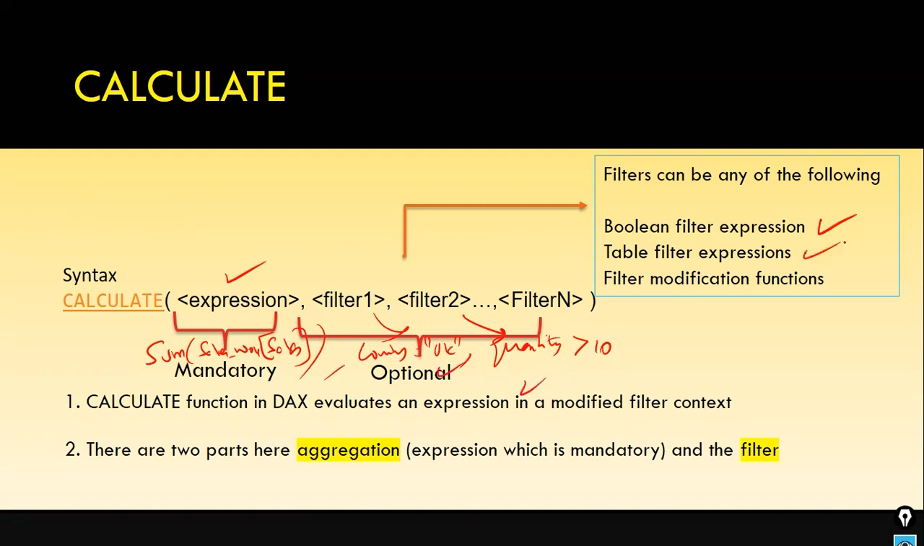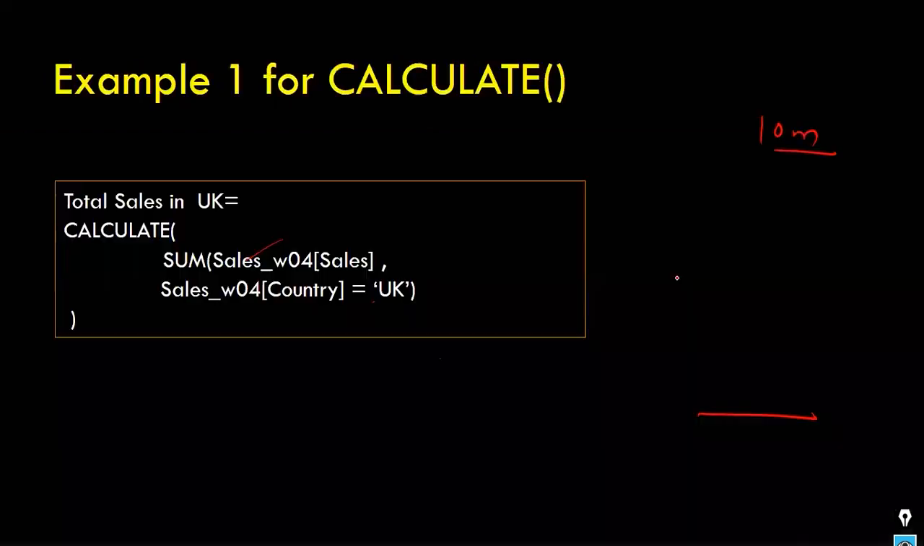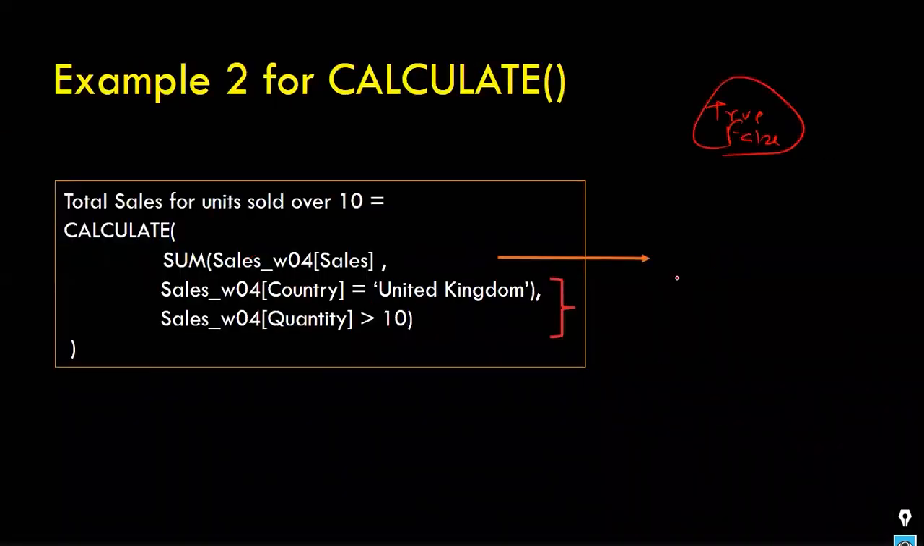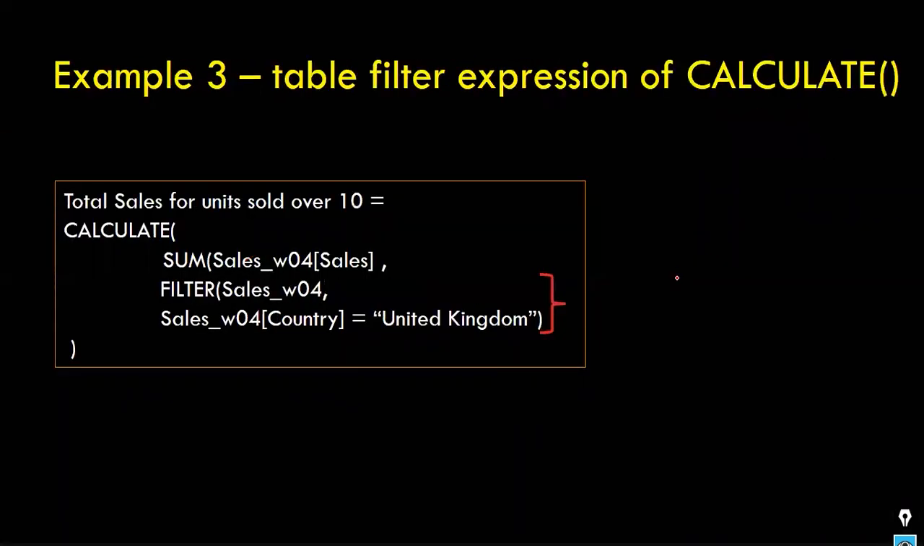The next one is table filter expression. Followed by this, we'll discuss filter modification functions. So in the case of filter, instead of using Boolean filter, you can use table filter expression also. Or you can use the combination of these two also, Boolean as well as table filter, and the filter modification function also we can use. Now let us see what is table filter expression.